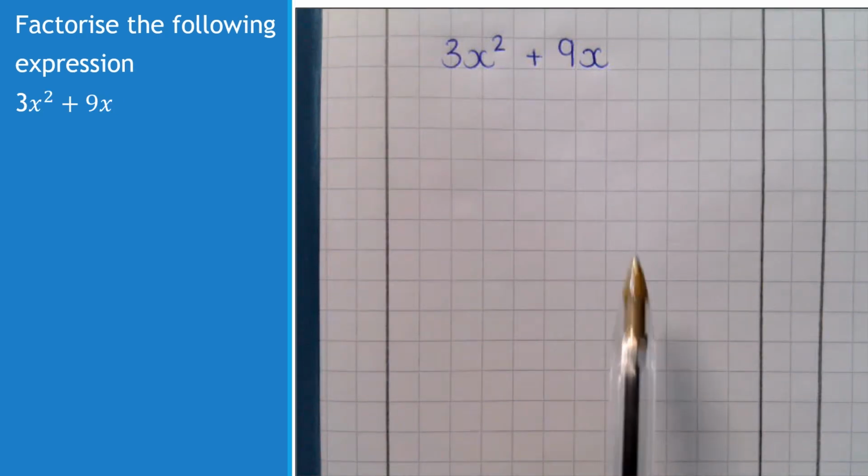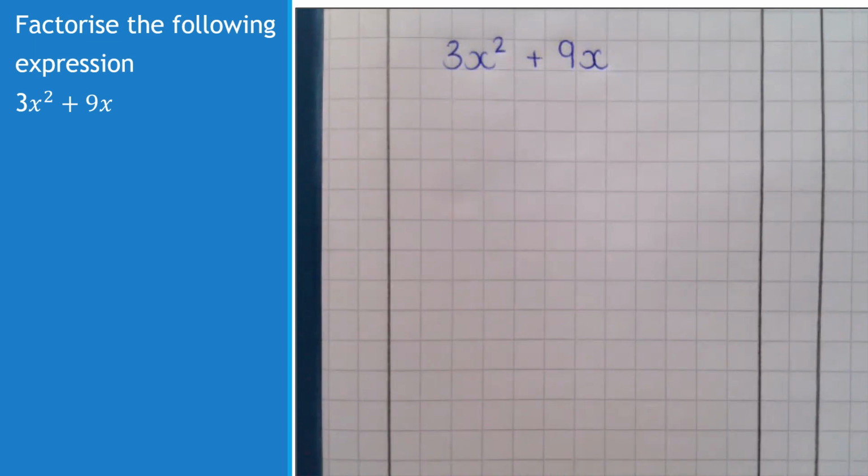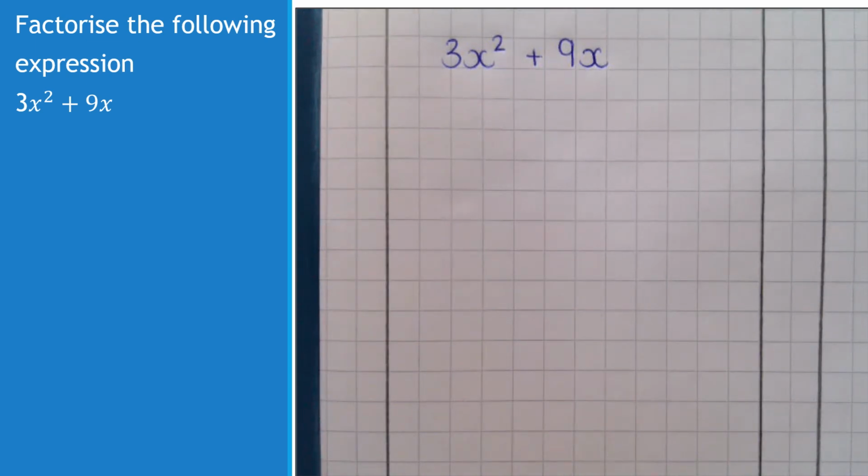So here is our next example. Factorise 3x squared add 9x, and we're going to do the same method as we did before. So 3 and 9, what's the highest common factor of 3 and 9? That's going to be 3.